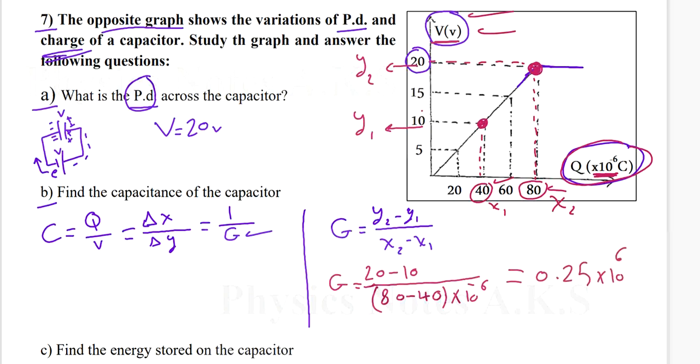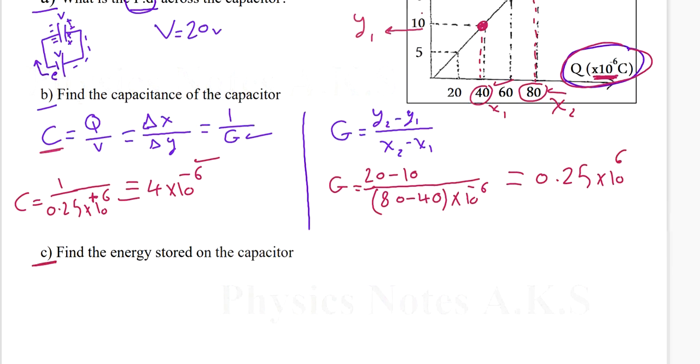So I go back here to find the capacitance. Capacitance equals 1 over gradient, so it is 1 over 0.25 multiplied by 10 to the power 6, which equals 4 multiplied by 10 to the power negative 6. Sorry, here it is not negative, it is positive. Here it is positive, but down here it is negative. So this is the capacitance C.